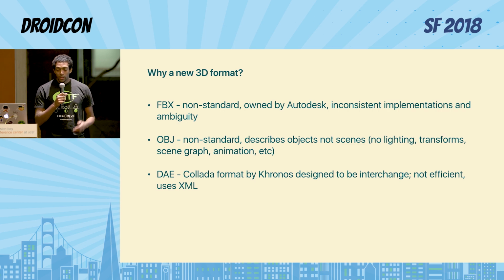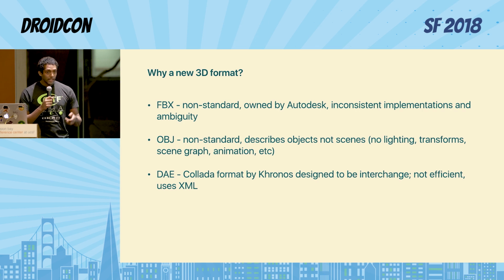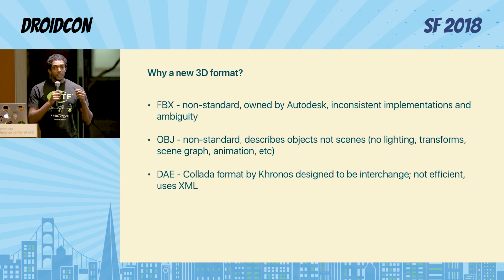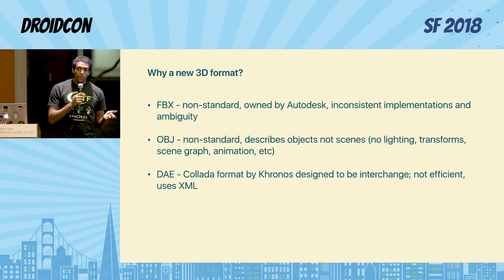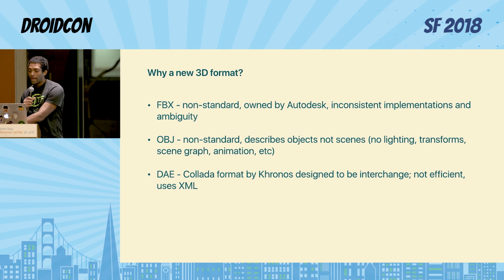OBJ was also very popular, but it's a plain text format. It only describes objects, but we would need to describe full scenes with animation and lighting and transforms and so on and so forth. DAE, or Collada, was a format that the Khronos Group created to try to solve these problems, but they created it as an interchange format. They used XML. It wasn't that efficient to load, and it ended up being bigger files. So it didn't really solve the problem of being an efficient transmission format.